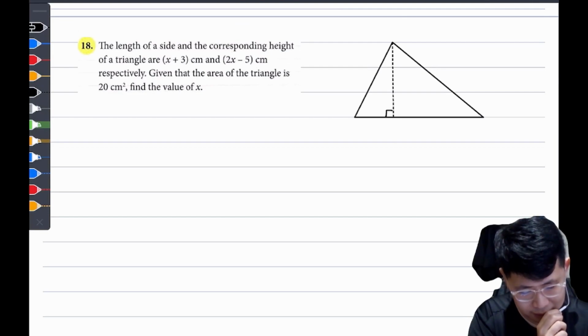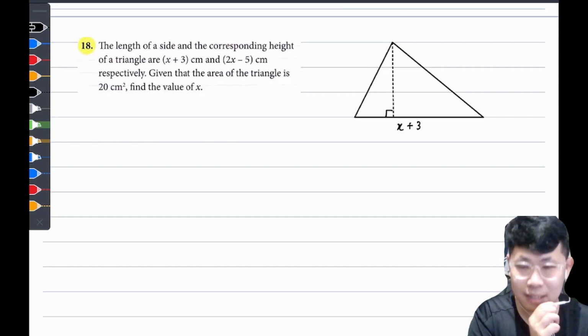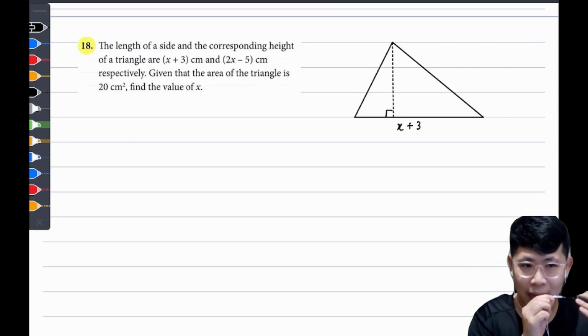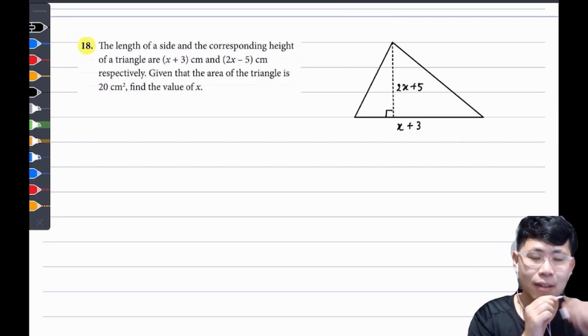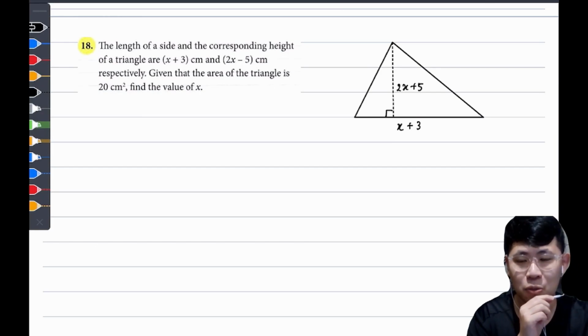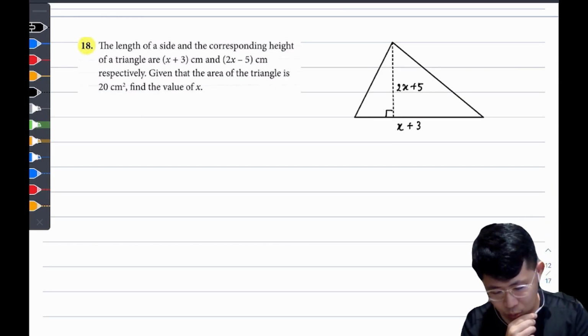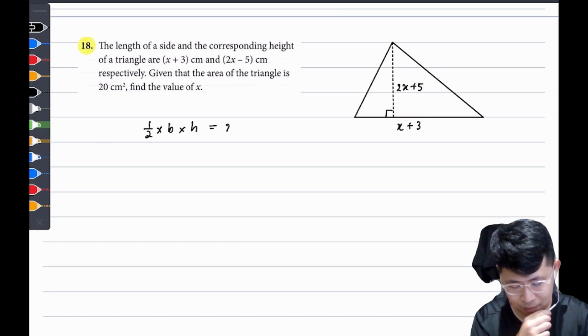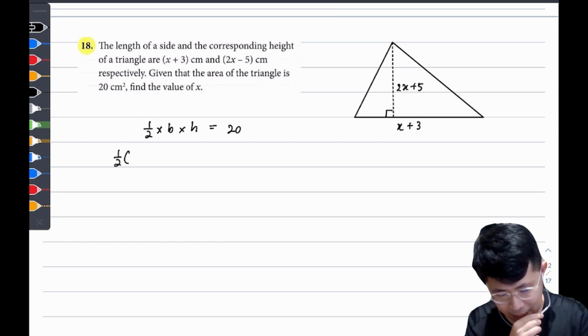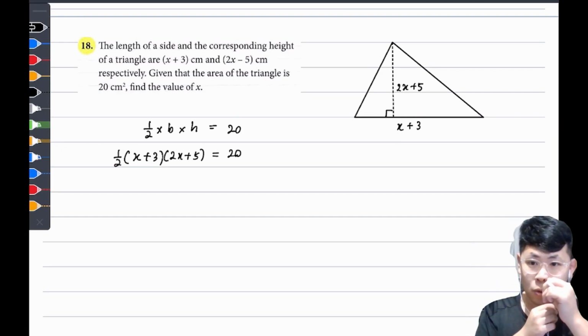So the length of a side, this side will be x plus 3, correct? The corresponding height, meaning the height related to this length, is going to be 2x plus 5. Right? So the length is x plus 3, the height is 2x plus 5. The area of the triangle is 20, so half times the base times the height is going to be 20 cm squared. Right, so let's form our equation over here. We have half, the base is x plus 3, the height is 2x plus 5, so this is going to be equal to 20.